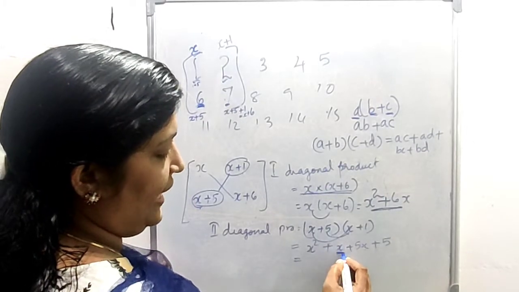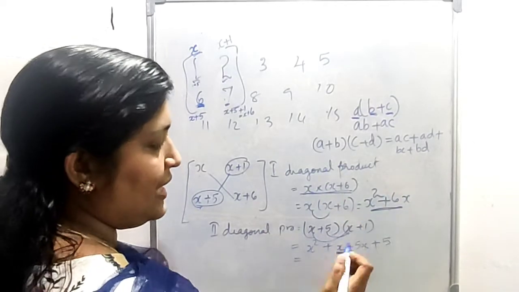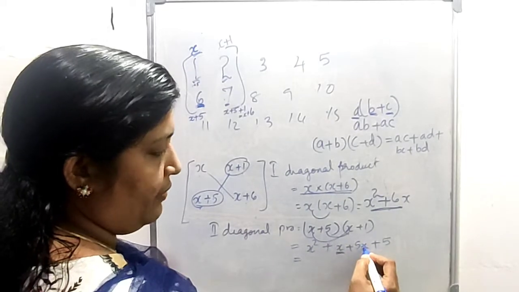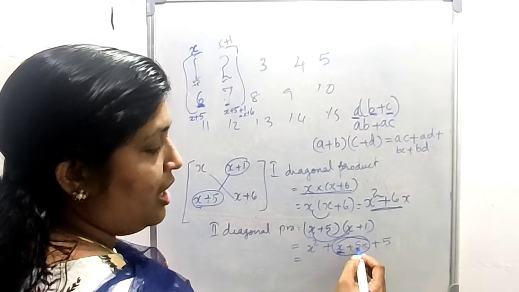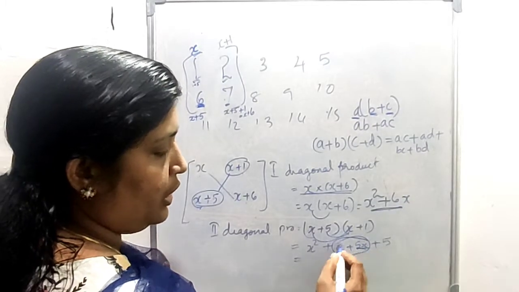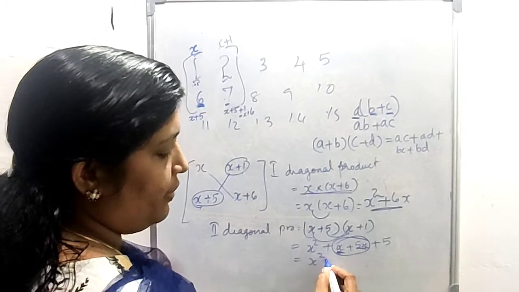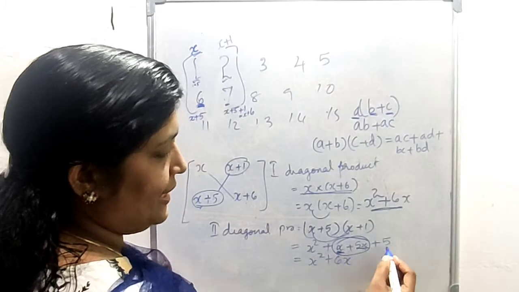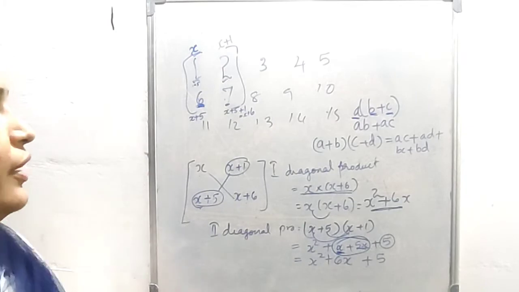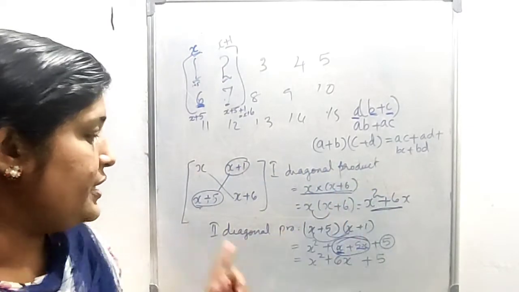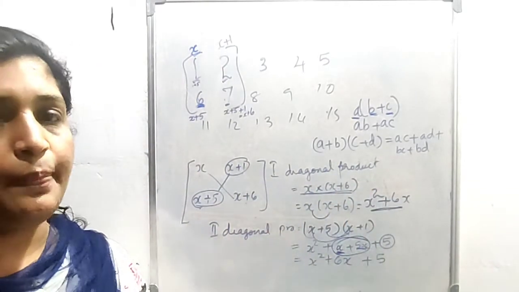Here we have x, that is 1x, plus 5x. So we can combine this. Here we have x and 5x, so a total of 6x are there. So we can write x square plus 6x and a 5 is here. So here we have the first diagonal product and here we have the second diagonal product.